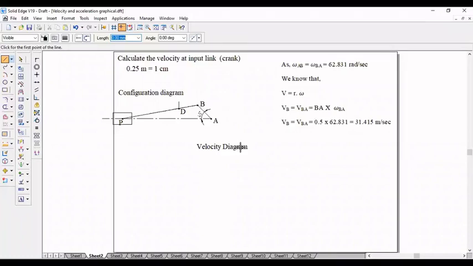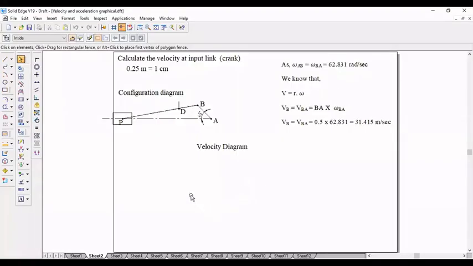This is a very important thing. So to construct a velocity diagram, you must know magnitude and direction. Both you must know. Direction, anyways, you will always know because that is always perpendicular to the configuration diagram. But the magnitude, you must get by using this formula. You got 31.415. This is the velocity of the crank. So first, let me construct the crank velocity line.